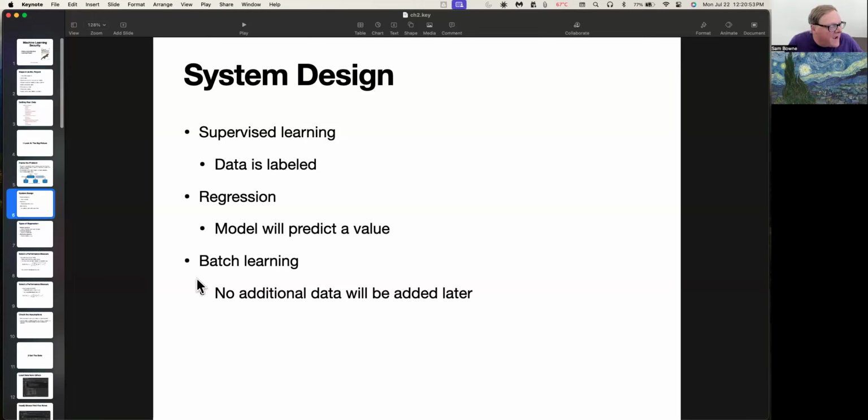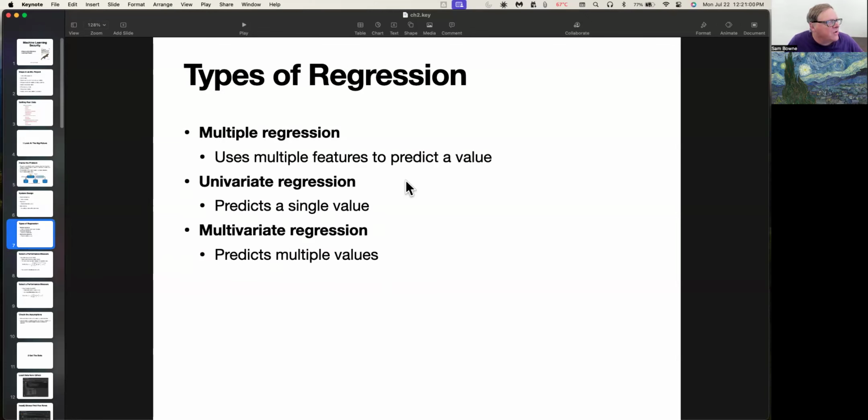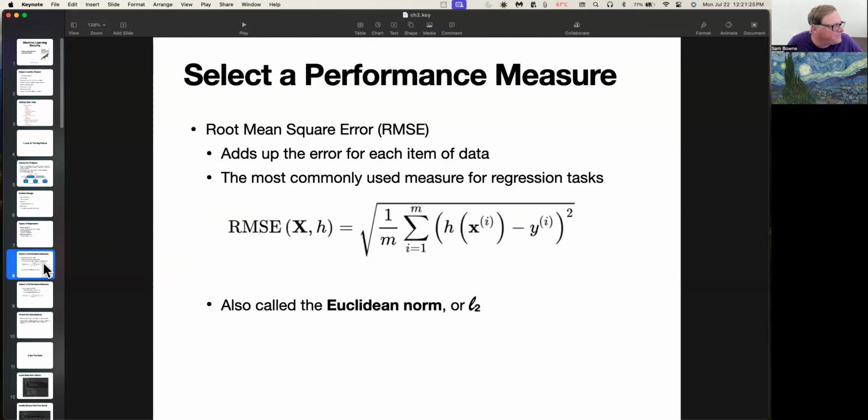And we're going to use batch learning. We're going to train it on one batch of data, and that's it. We're not going to add any more data later. So here are types of regression. Multiple regression: we'll use multiple input parameters to predict an output parameter, and that's what we're going to do here. The alternative is like what we were doing before, where you have a nice curve on graph paper, univariate regression, where all you have is X and Y, and you have the one parameter X that's used to predict the output Y. You could also have something where you predict multiple outputs, but we're not doing that.